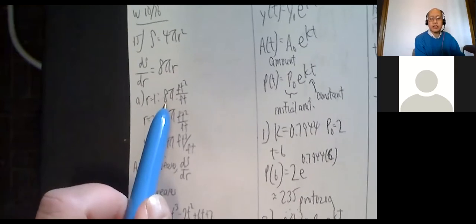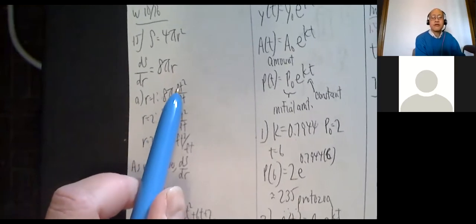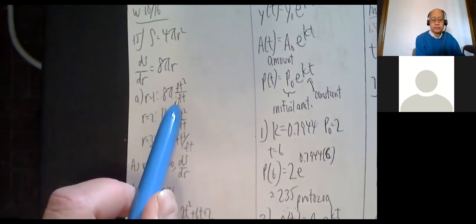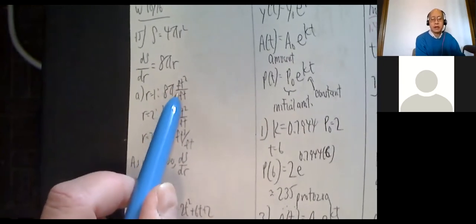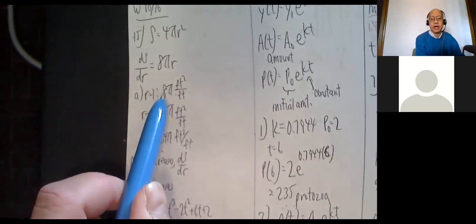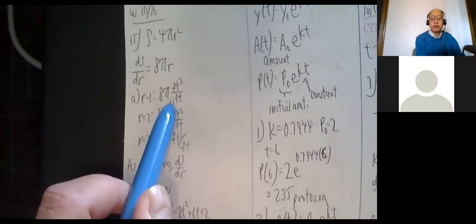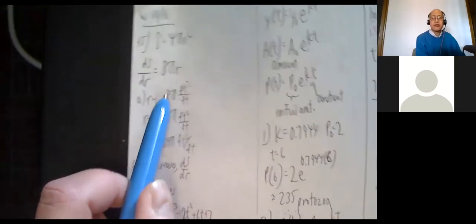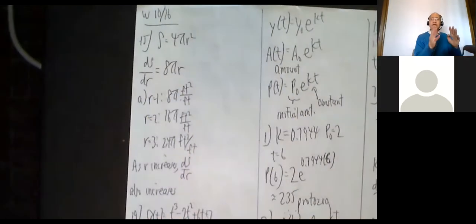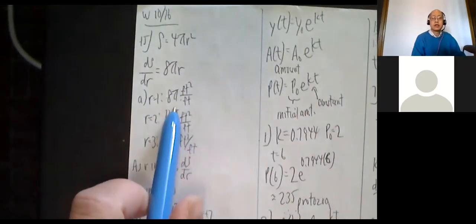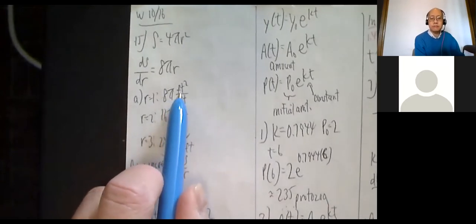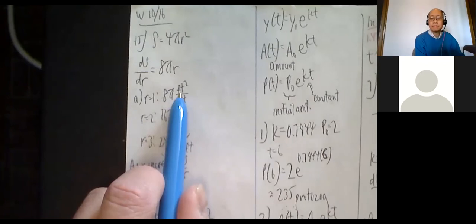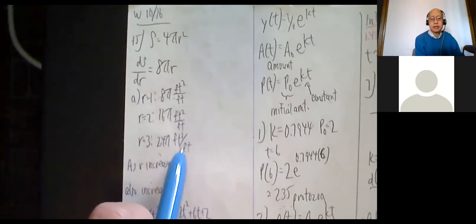Again, look at the weird units I have. Feet squared per feet. So I suppose you can cancel out one of the feet and say 8 pi feet. But again, I think it's easier if you just say 8 pi square feet per foot. Meaning if I change the radius by 1 foot, the surface area increases by 8 pi square feet. Same thing here, same thing here.